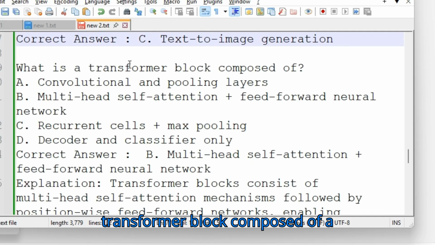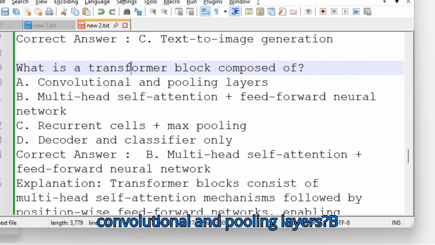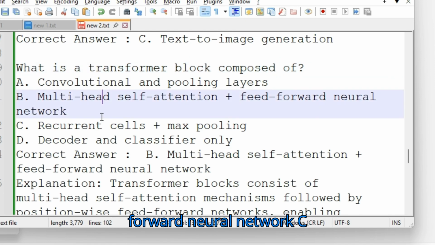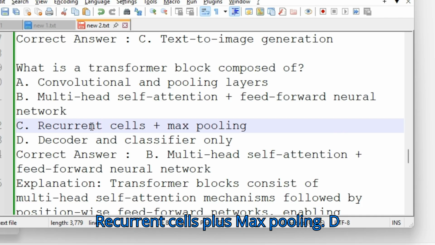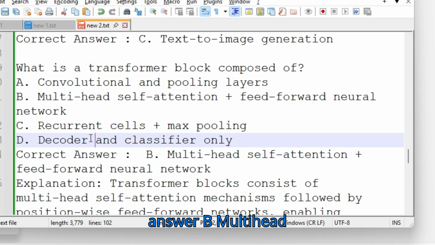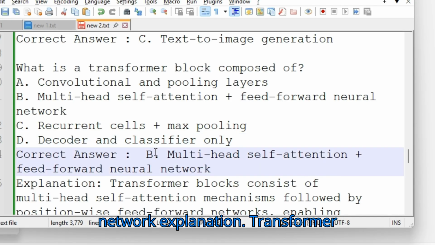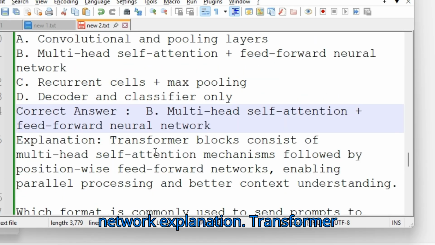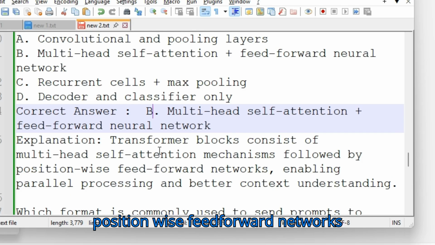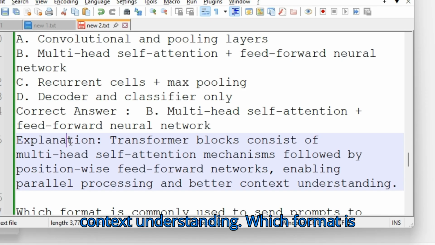What is a transformer block composed of? A. Convolutional and pooling layers. B. Multi-head self-attention plus feed-forward neural network. C. Recurrent cells plus max pooling. D. Decoder and classifier only. Correct answer: B. Multi-head self-attention plus feed-forward neural network. Explanation: Transformer blocks consist of multi-head self-attention mechanisms followed by position-wise feed-forward networks, enabling parallel processing and better context understanding.